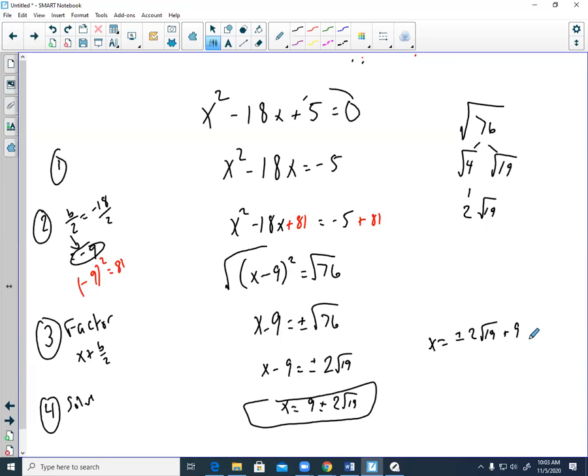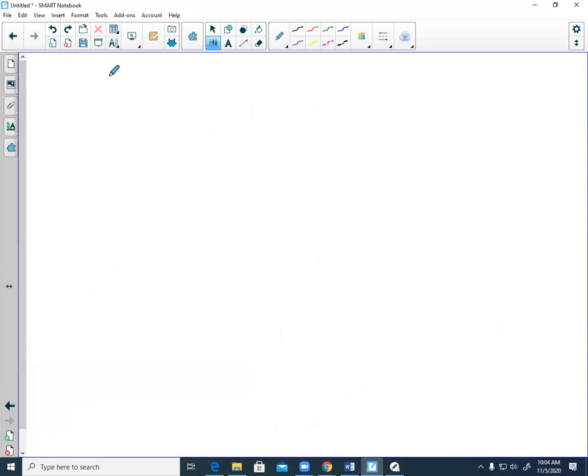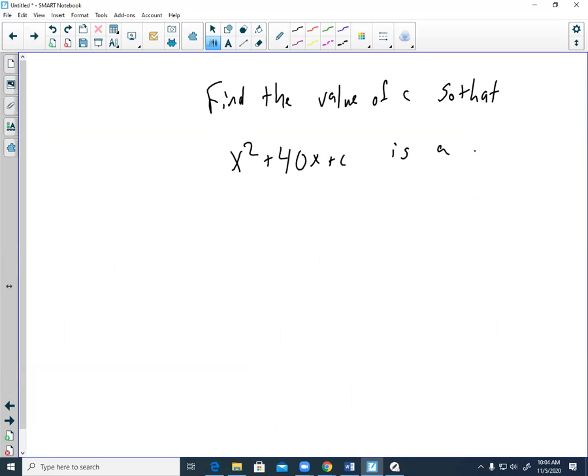Okay, the next way that they can write this, and it means the exact same thing, is they might ask you to find the value of C so that x squared plus 40x plus C is a perfect square trinomial.